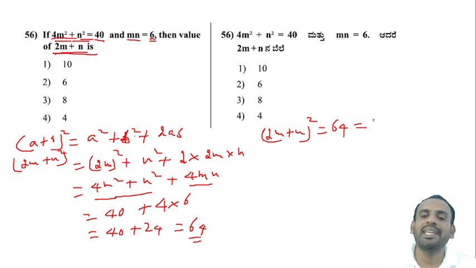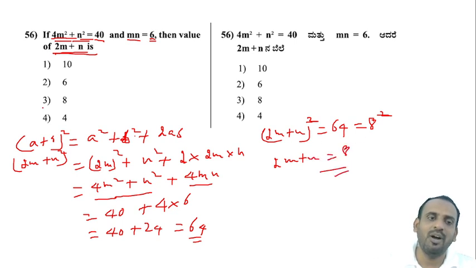We know that 8 square is 64. So when we have both the powers same, it becomes 2m plus n is equal to 8. Therefore, option 3 is the right answer.